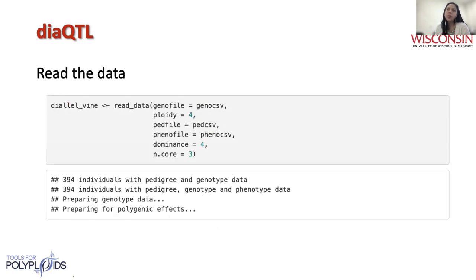Then the read data function will read all these files. Here you also need to determine the ploidy of your crop, which in this case is tetraploid, and the dominance model, which could go from additive up to dominance equal 4, which is the largest for the ploidy. You can also determine the number of cores depending on your computer and what you have available. For this QTL example, there are 394 individuals that have pedigree and genotype data, and they also have the phenotypic data.